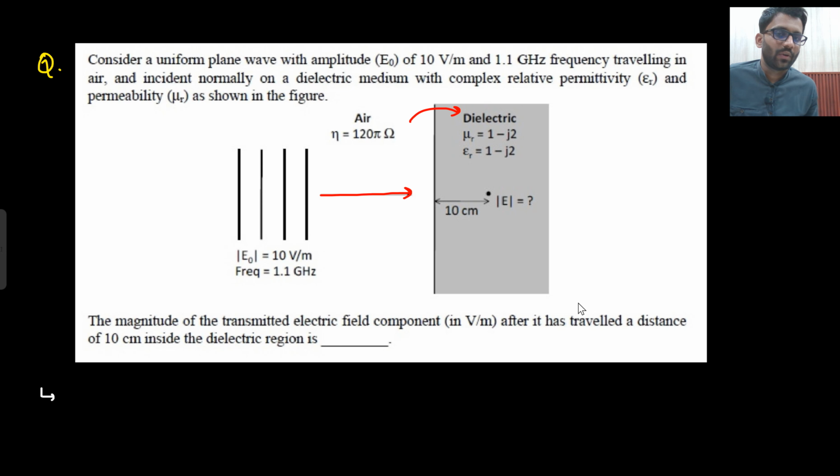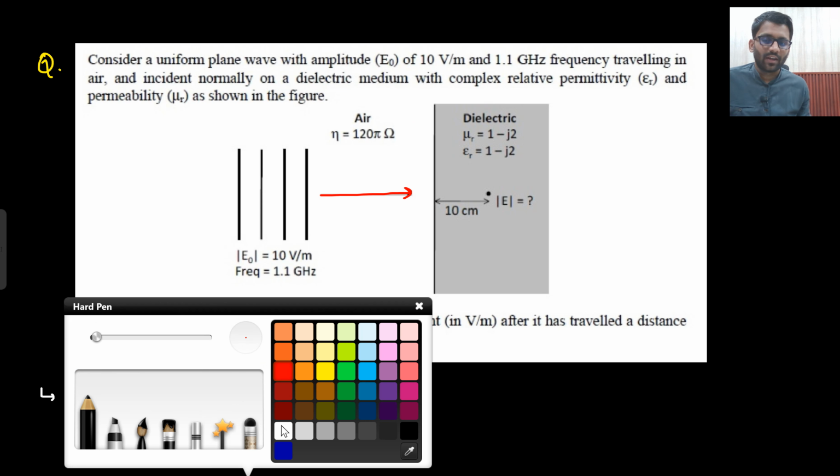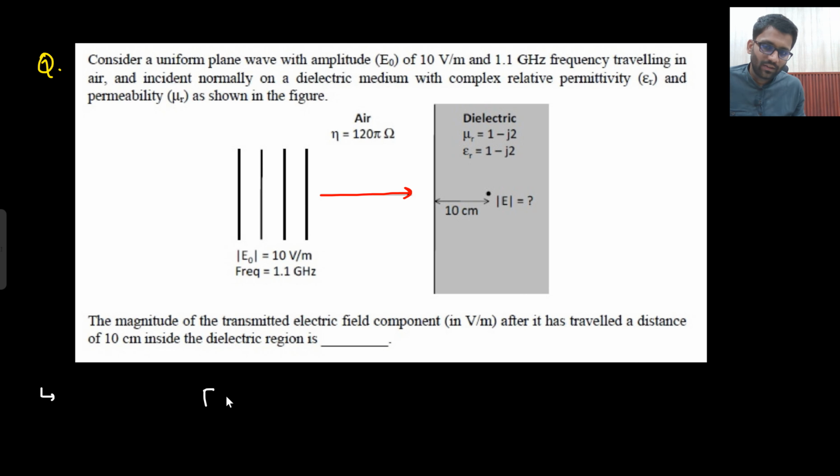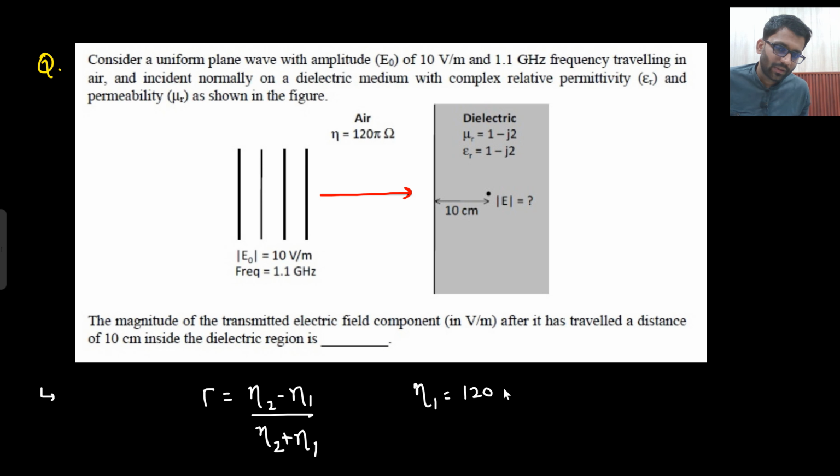So I need to check first how much part will be transmitted. For that I need to find the reflection coefficient, and for the reflection coefficient what do I need? Neta 2 minus neta 1 divided by neta 2 plus neta 1. Neta 1 I already know: neta 1 is 120 pi. What about neta 2? Your neta 2 is 120 pi under root mu r epsilon r.